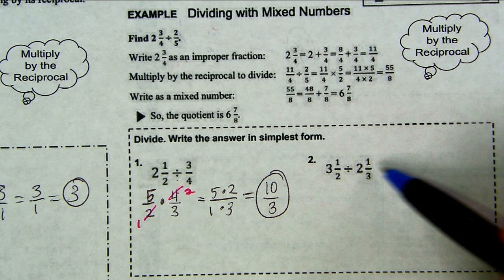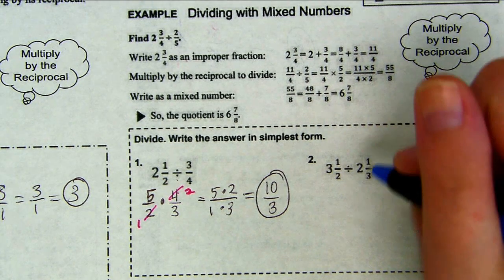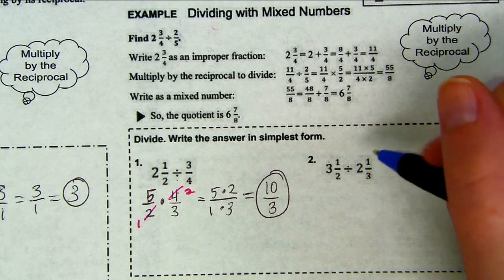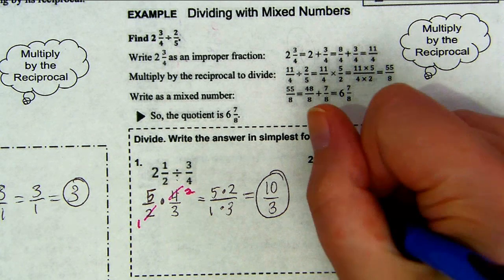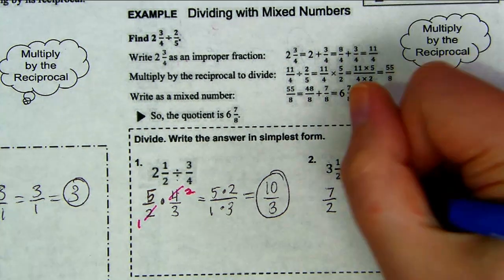So we need to change both of these from mixed numbers into improper fractions. So we multiply the whole number times the denominator. 3 times 2 is 6. 6 plus 1 is 7. So we end up with 7 over 2.